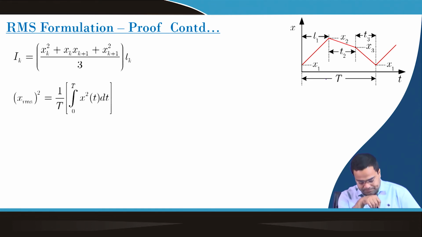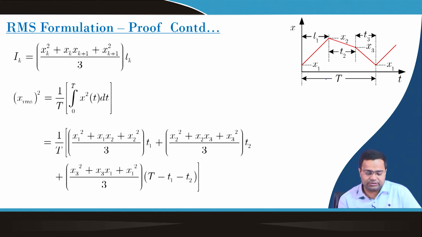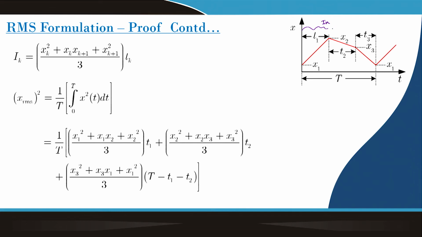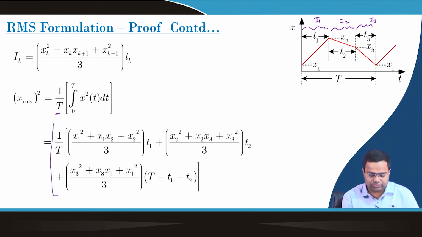Okay. So then the RMS current, which was our original expression, can be written as the sum of these integrals. This is my I1, this is my I2 and this is my I3, and if I add them and divide by total time, then we will get x RMS square. So, x RMS square, and this is what we have actually written at the beginning.